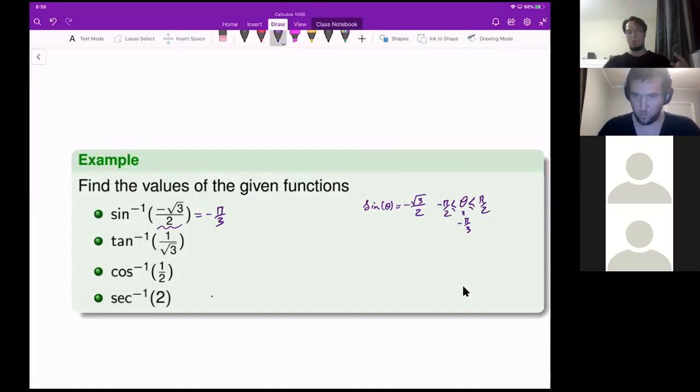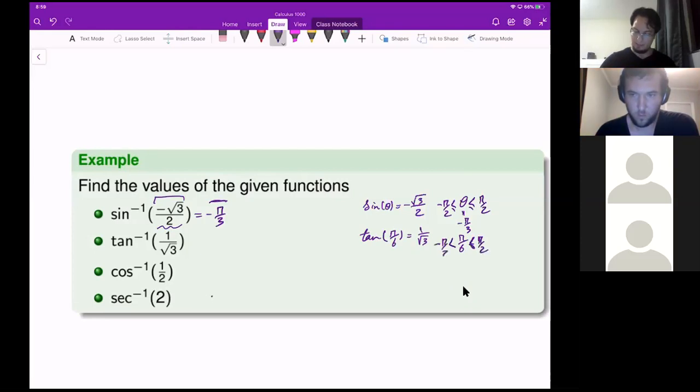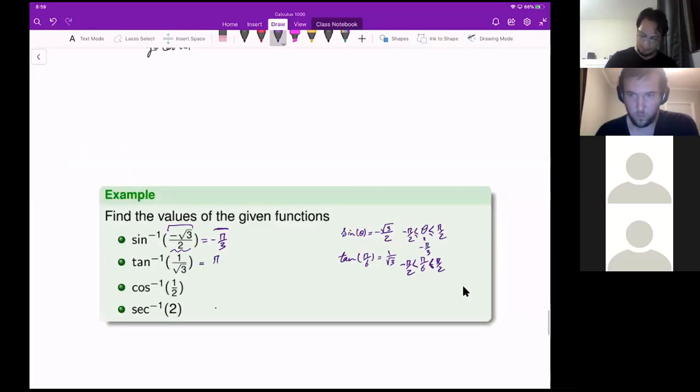So you go backward. Before, we would put in an angle and find the trig ratio. Now we are trying to find the angle whose trig ratio is this given value. And here for tan, we know that tan of pi over 6 is 1 over root 3. And we know that pi over 6 is between negative pi over 2 and pi over 2. So we are safe to say that this is pi over 6.